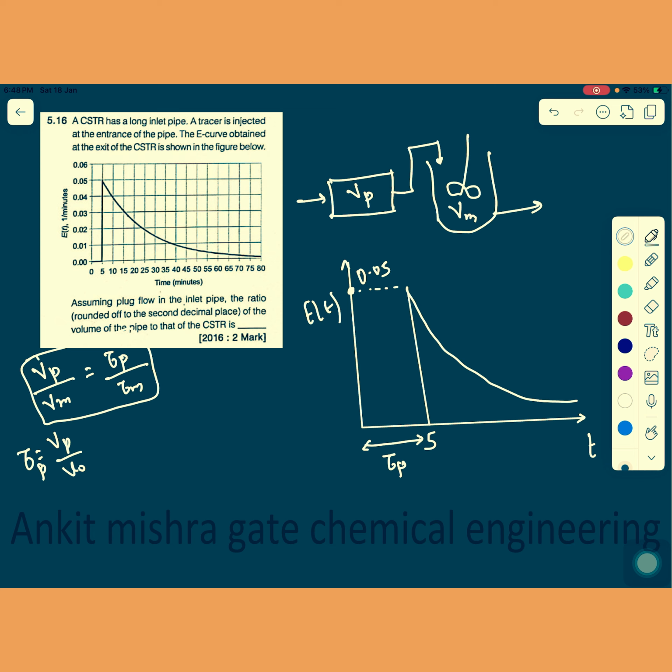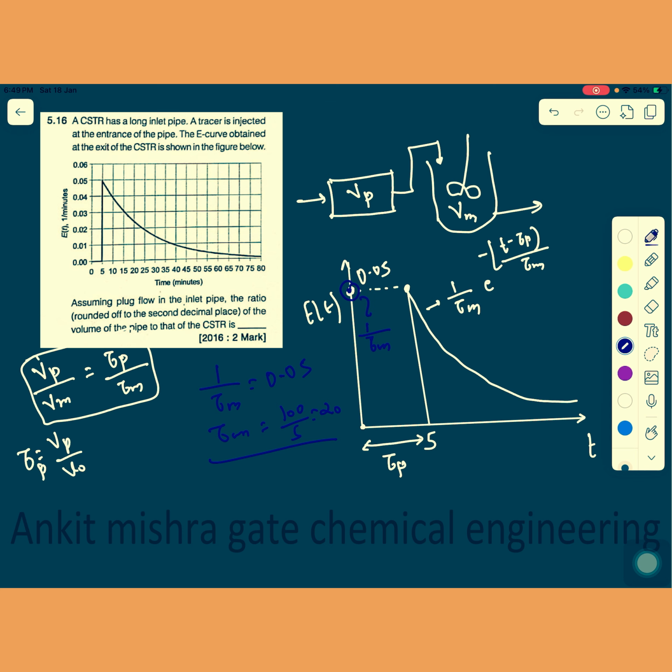And when we see this particular curve, it shows 1 upon tau m times e to the power minus (t minus tau p) divided by tau m. Is that clear? When t is equal to tau p, what is the concentration here? It is 1 by tau m. So this particular value will give you 1 by tau m, right? So what is 1 by tau m? 1 by tau m is equal to 0.05. So what is tau m? Tau m is equal to 100 divided by 5, that is equal to 20.